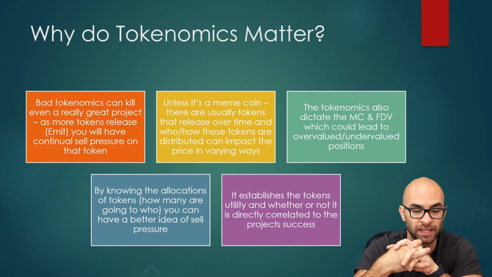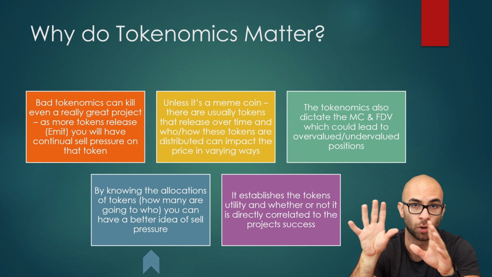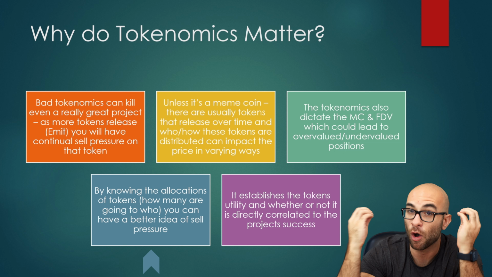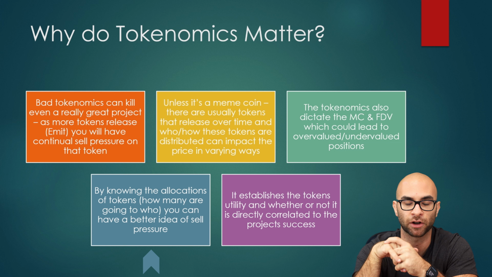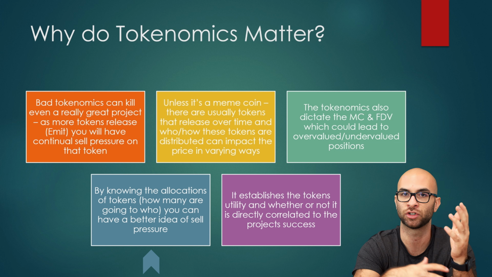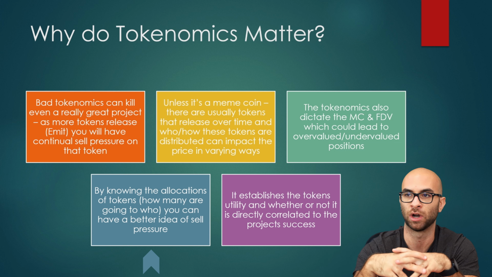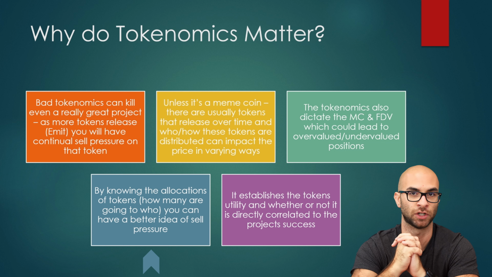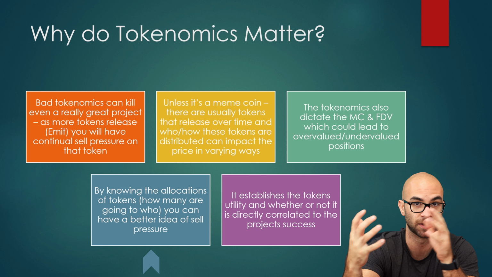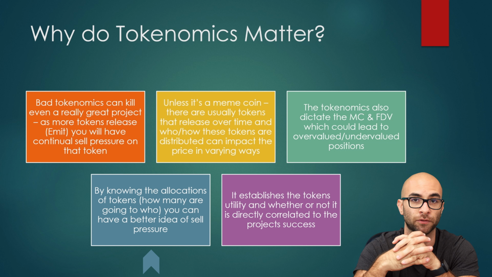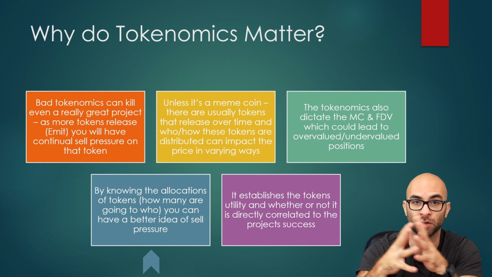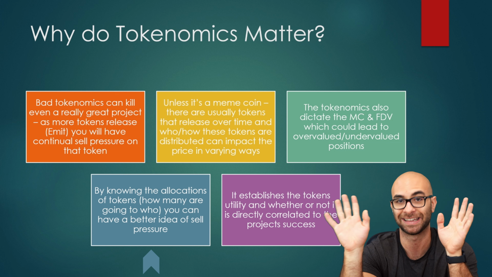The next major point here is by knowing where these tokens are being allocated and how many tokens different individuals or teams are getting, you can have a better idea of the sell pressure. If you know there's going to be a major token unlock where a bunch of VCs are going to get a bunch of tokens and you know their main objective is to make their money back on their investment, then you can expect there's going to be more sell pressure from that rather than something that is more community incentive aligned, at least most of the time.